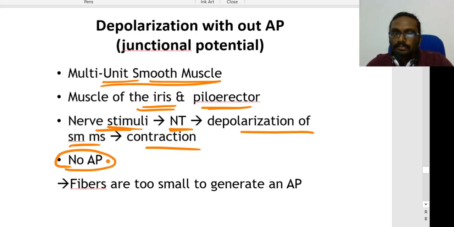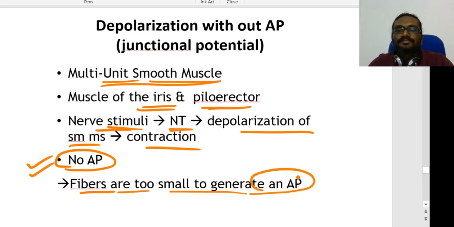No action potential required. The action potential is not required for contraction. That is the point that is relevant here. The fibers are too small to generate action potentials.